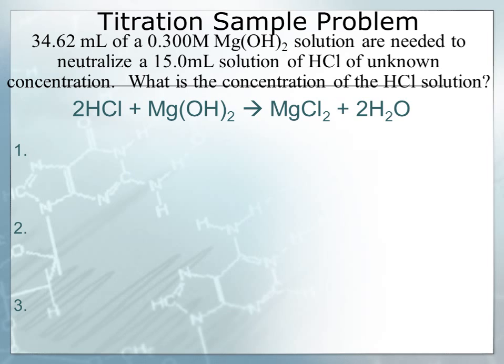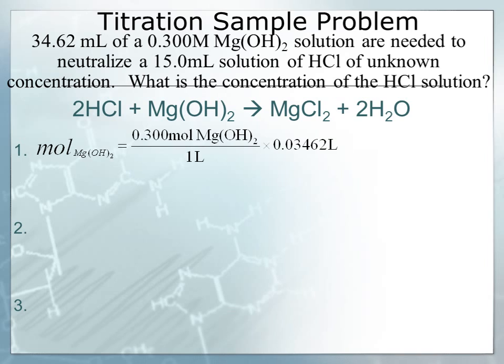And then our first task, as it has been, is to determine how many moles of that titrant were actually dispensed. So we take the concentration of the standard solution times the volume that was dispensed, and we find that that amounts to 0.0104 moles of magnesium hydroxide.